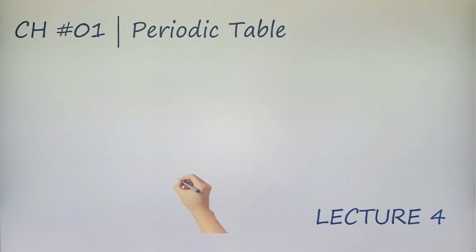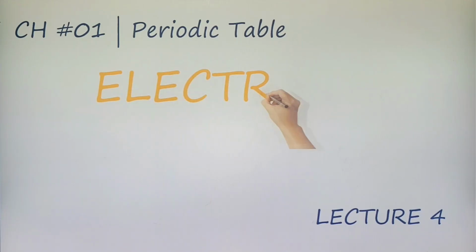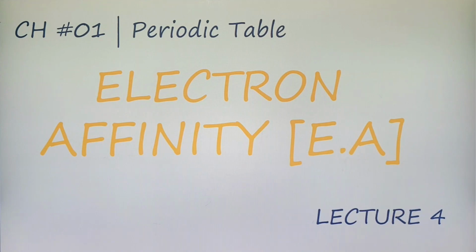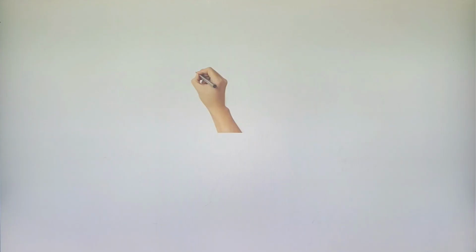Today we will be starting with part 4 of our periodic table series. And today we are going to start with a very important topic called electron affinity, or commonly called EA. This is a very important periodic trend commonly asked in the board exams.